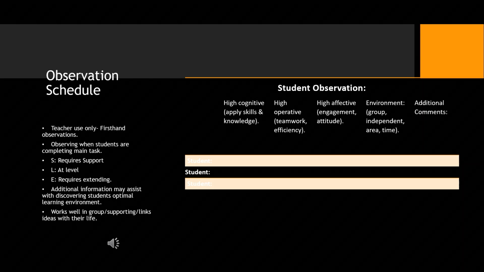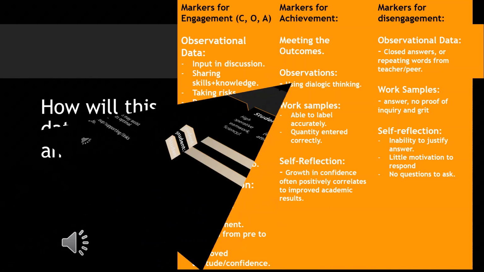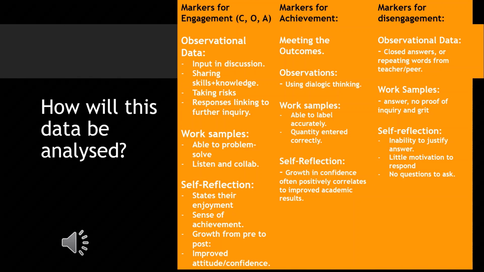At level will be students who add to conversation and further inquire about the topic. Those students who require further extending will be students who display higher order thinking to engage in content and hypothesize developed thoughts which lead to future research. This data will be analysed through markers of engagement, markers of achievement, as well as markers of disengagement.